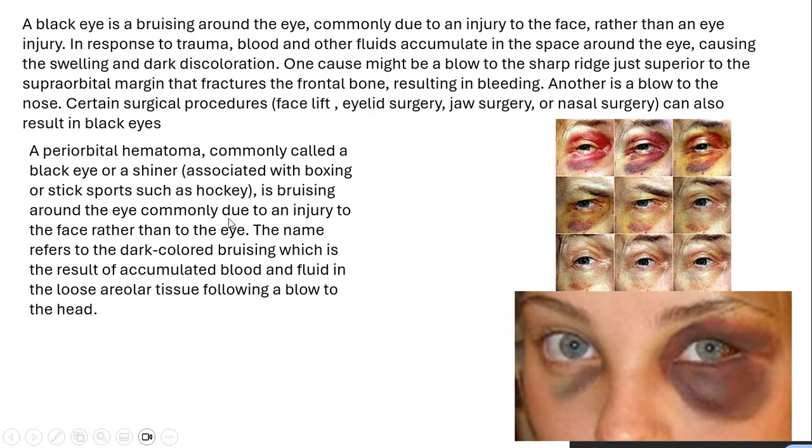It is bruising around the eye, commonly due to an injury to the face rather than to the eye. The name refers to the dark colored bruising, which is a result of accumulated blood and fluid in the loose areolar tissue following a blow to the head. So the name refers to dark colored bruising, which is a result of accumulated blood, the hematoma that we just talked about, and fluid in the loose areolar tissue following a blow to the head. So it is actually a frontal bone injury and not an eye injury.